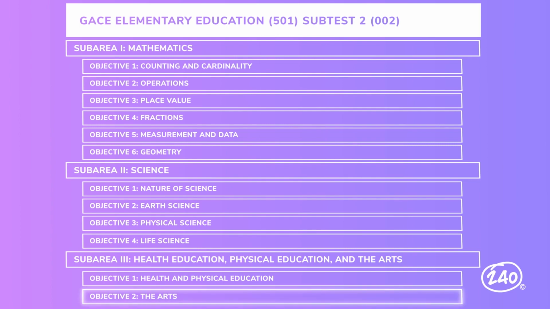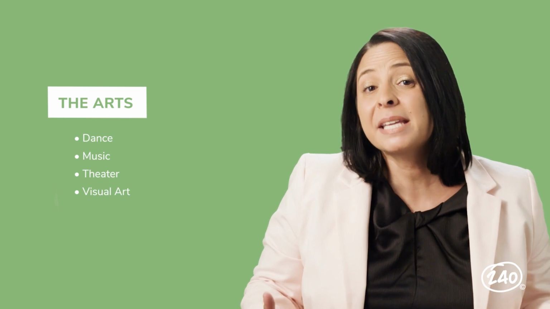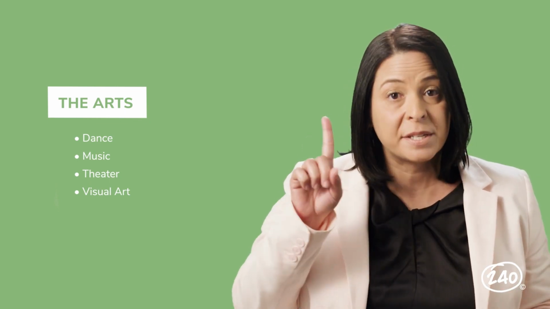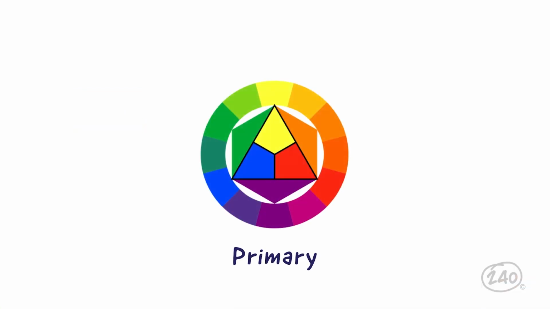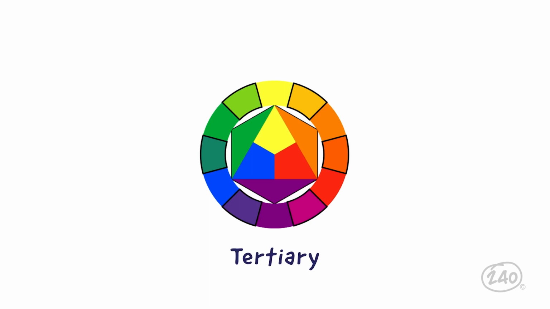We made it to the last objective, art, and they mean all of the arts. So you'll need to know the basics of dance, music, theater, and visual art. A good starting place here is visual art, specifically the color wheel. The primary colors are red, yellow, and blue. If you mix two of those together, you get a secondary color of orange, green, or purple. And don't stop there. If you mix a primary and a secondary color together, you get a tertiary color. And that's it. We've made it through all the content.